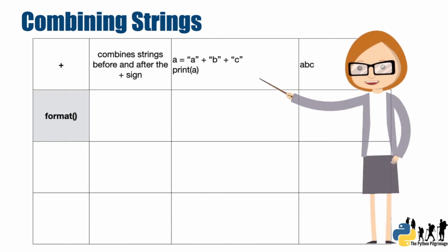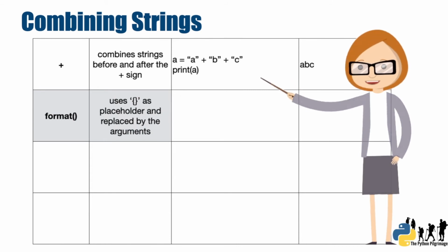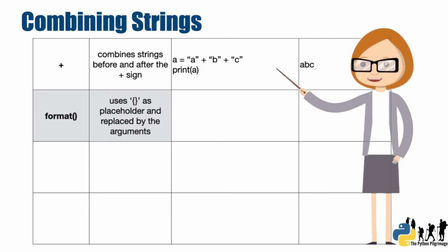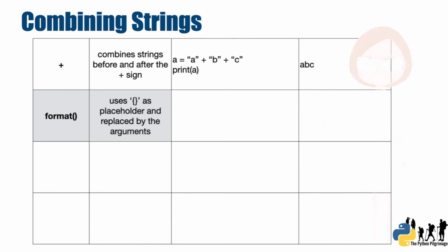Next one is the method format. Format uses a pair of curly braces as placeholders, and those will be replaced by the arguments you specify inside the parentheses. So for example, you have a string with a pair of curly braces, space, a pair of curly braces, space, a pair of curly braces, then use format. Inside format, you have string A, string B, and string C. If you print out a, you get A space B space C.